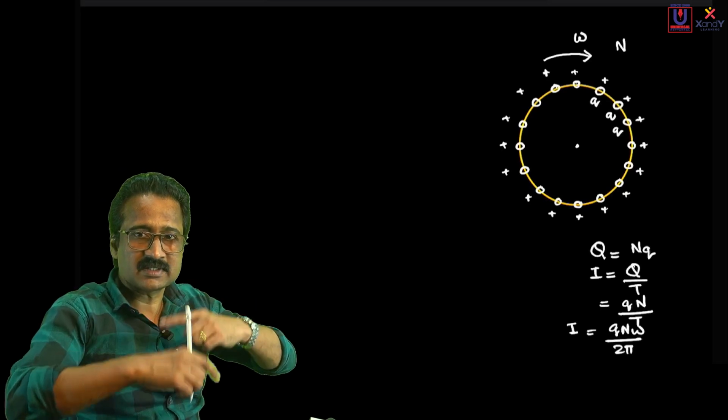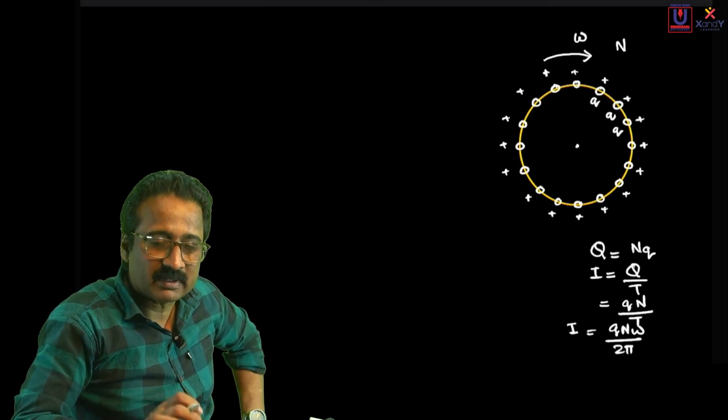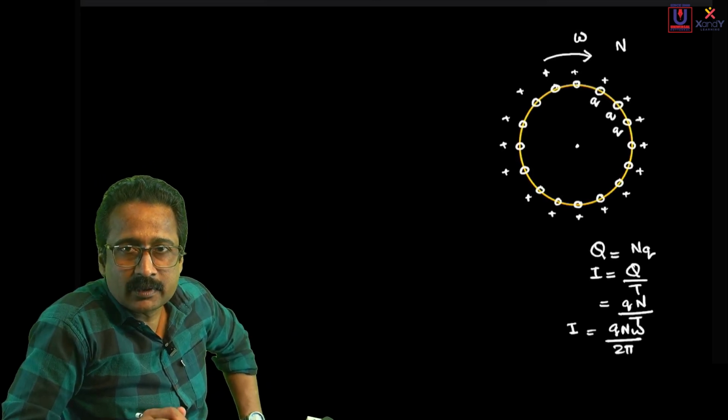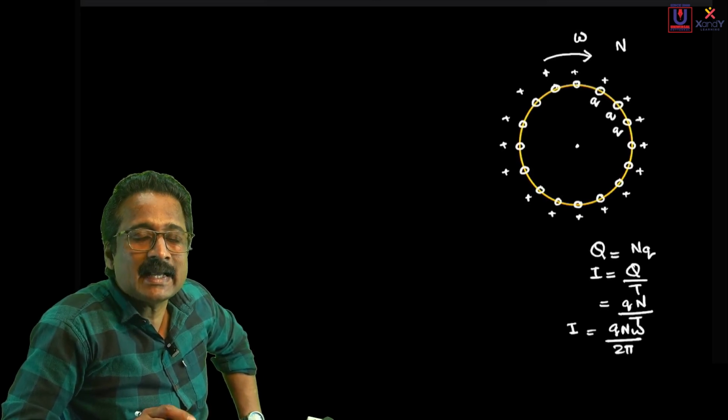These revolving charges can be compared to a current carrying loop which carries a current I given by this expression. Now the question is about two Amperian loops. They are calling the Amperian loops A and B.